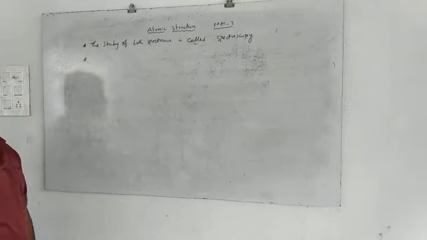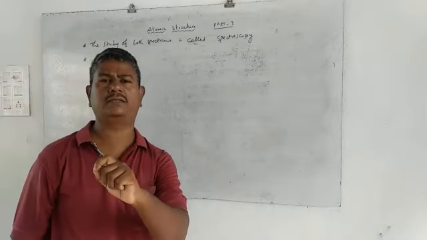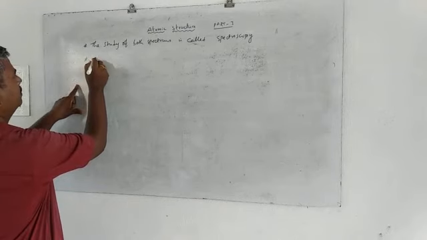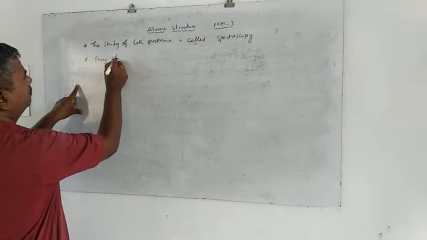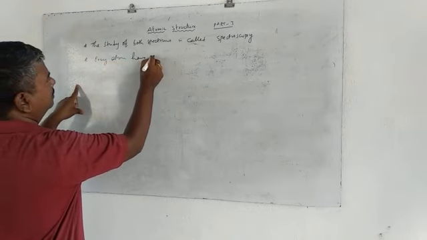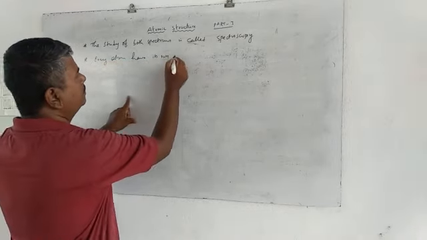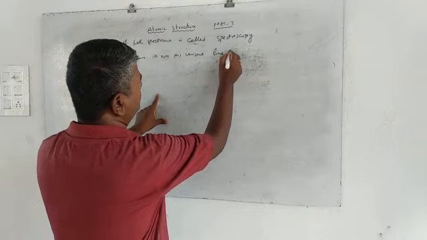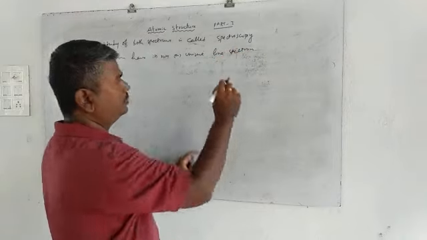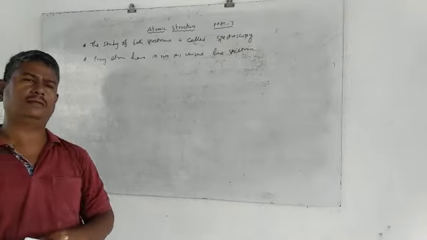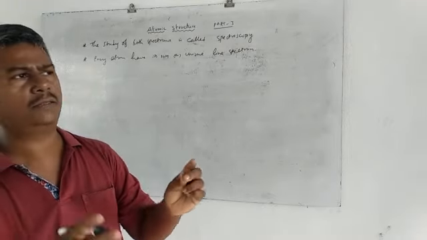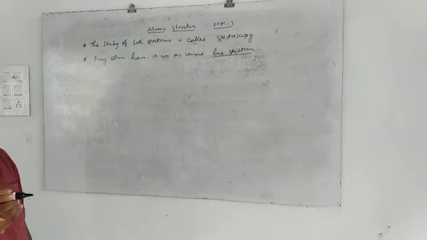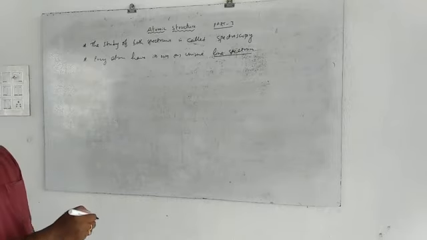And every atom has its own unique spectrum. Every atom has its own unique line spectrum. That means we can distinguish the elements by their line spectra.